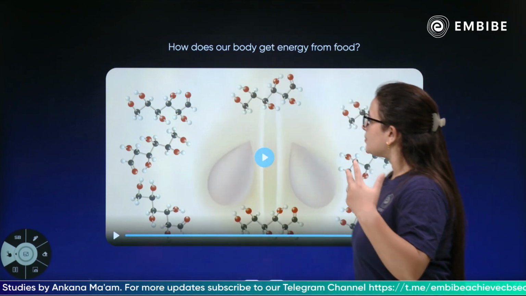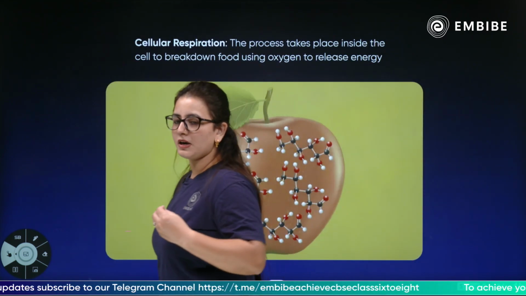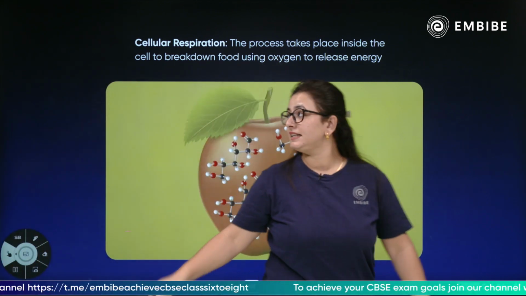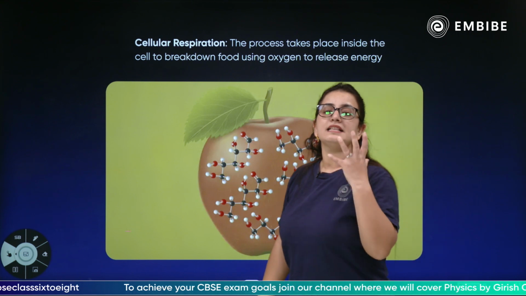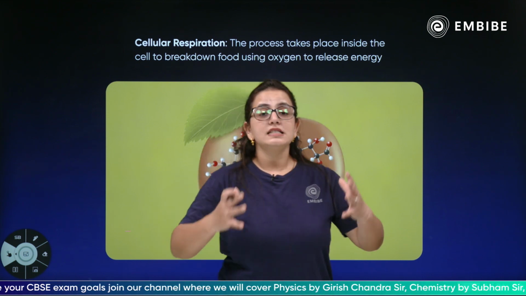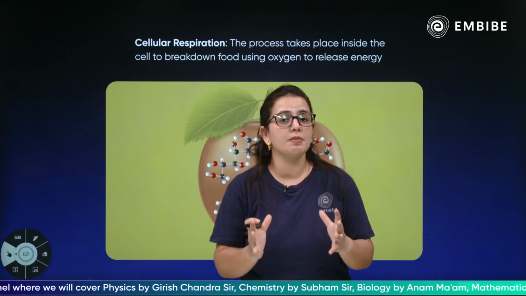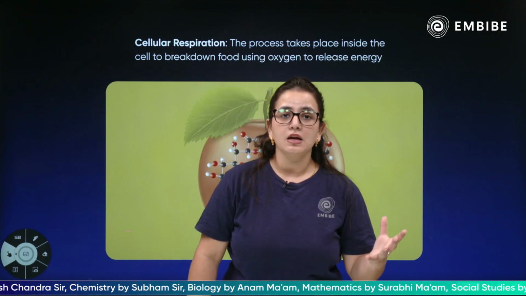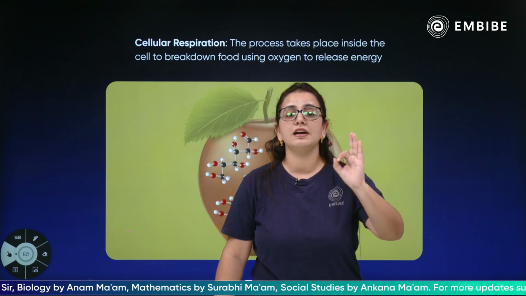So children, talking more about respiration processes, we have cellular respiration going on in your body. This is what we call cellular respiration. The process takes place inside the cell to break down food using oxygen and release energy. Your body is made up of cells, cells make up tissues, tissues combine to form organs, and all the organs in your body combine to form an organ system. But each and every cell of your body undergoes the process of cellular respiration.